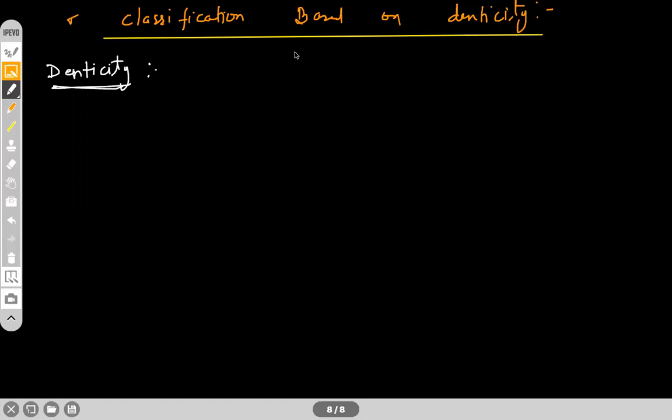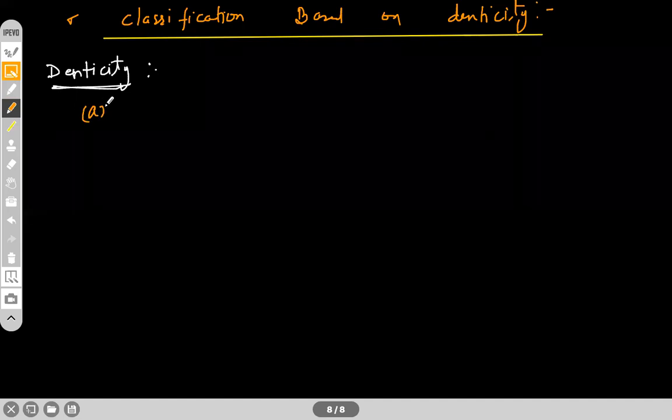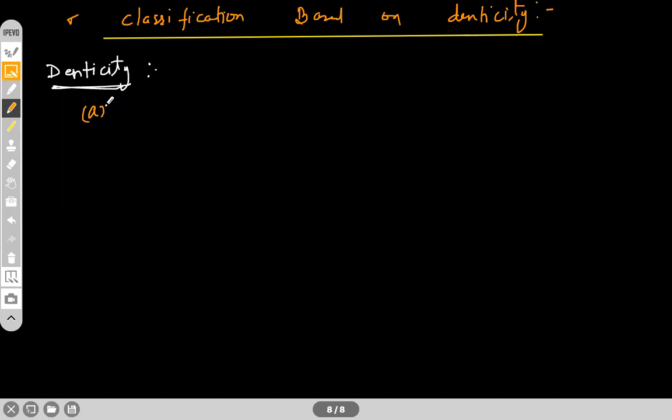So based on denticity, the ligands are classified into 6 categories. You should know here the examples of each category plus the structure, because the structure is required. Sometimes they'll ask questions on the donor atoms: which one is the donor atom in a given ligand? For that, you should know the structures. The first classification, like I said, 6 classifications are there. The first one is monodentate ligand.